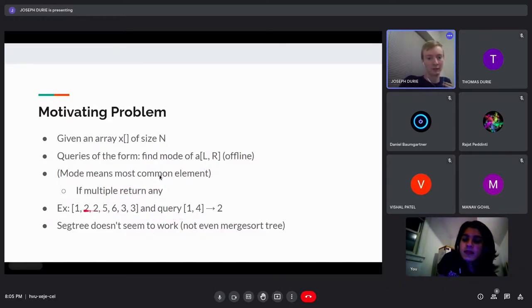So if this was your array, and your range was 1 to 4, you look at the first 4 elements, and the most common element here is 2. So you would return 2.